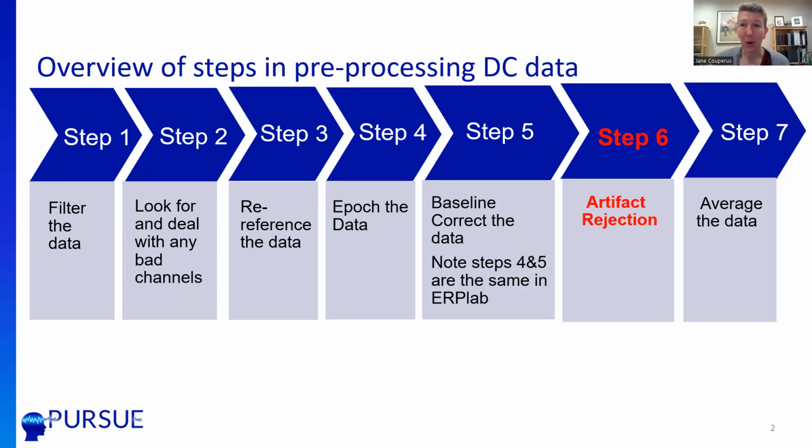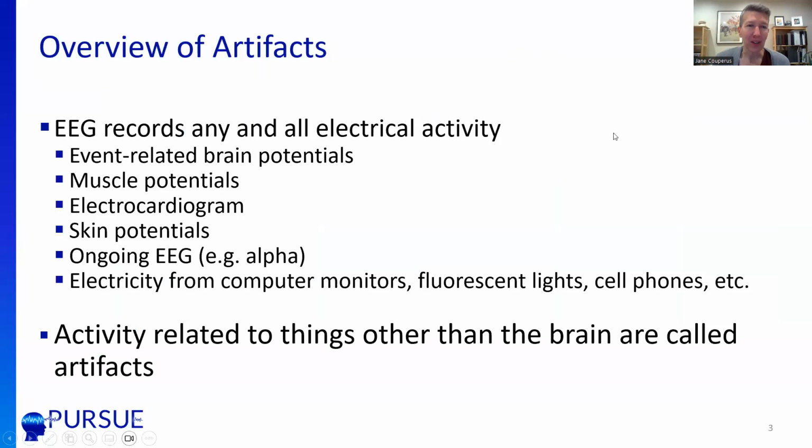Now we want to look for where are the errors in our data? Where are the artifacts, the things that we don't want in our data? So artifacts are anything in our data that we don't want, right? So EEG records any and all electrical activity. So that is brain potentials, but it's also muscle potentials, electrocardiograms, skin potentials, some ongoing EEG, electricity from anything in our environment. So our monitors, our cell phones, our lights, things like that. So activity related to things other than the brain are called artifacts.